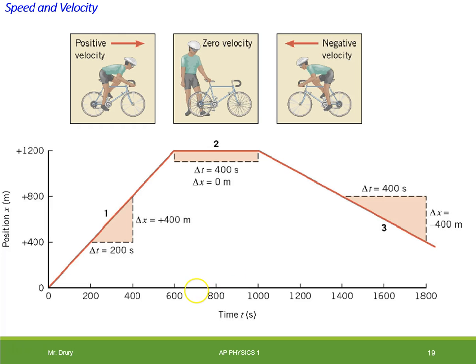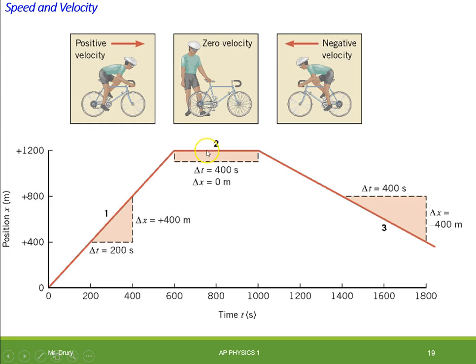All right. So what's happening here? This is a position versus time graph. What is happening along this line here? Well, obviously it's a positive displacement. And if we look at just a small section of this, from here to here, we went up 400 meters over 200 seconds. So we had a positive velocity.